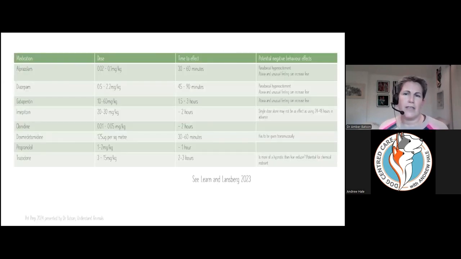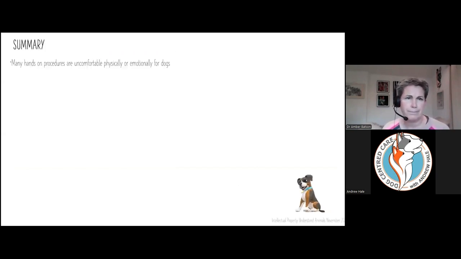I've put together this table, which you can have access to, much of the content of which is replicated in the reference from Learn and Landsberg from 2023. But it gives an idea of the time to effect, because the different anti-anxiety medications will take different amounts of time to work, and that's something that needs to be considered.